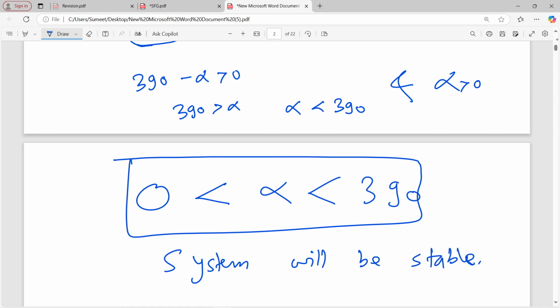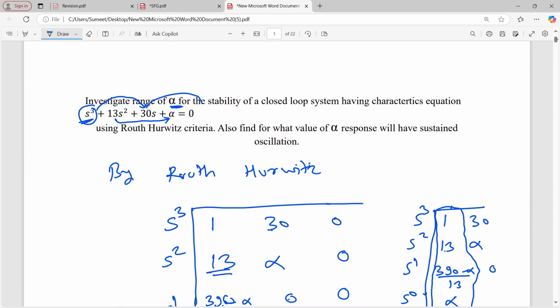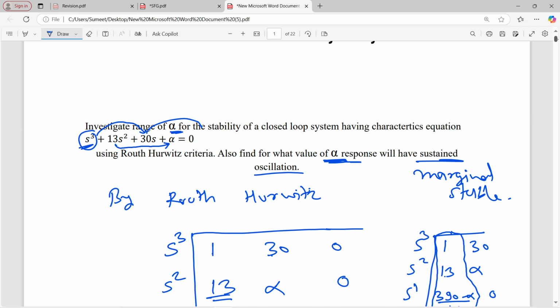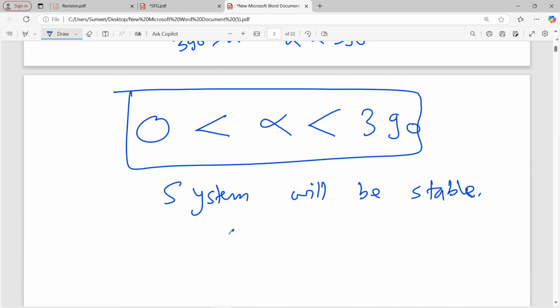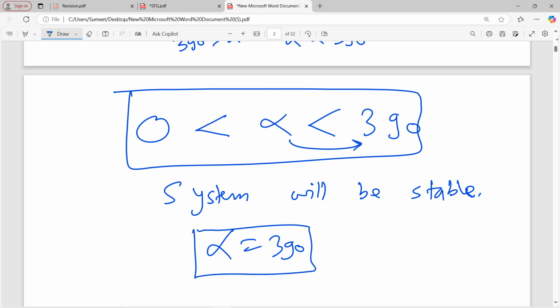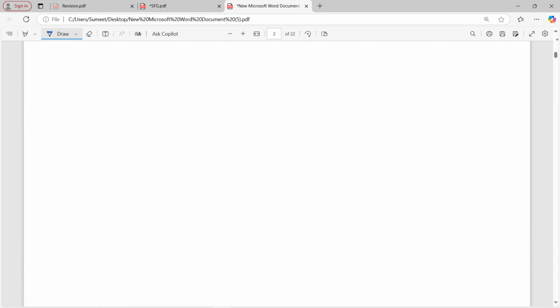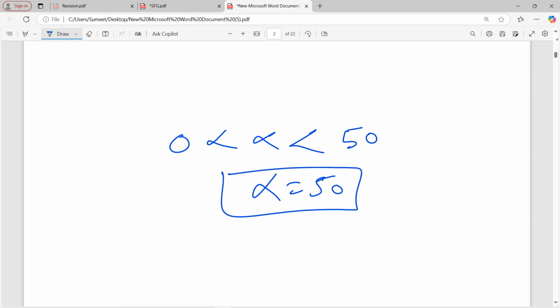Now next, what we have to find out? We have to find out the value of alpha so that the system has sustained oscillation, or it is nothing but marginally stable. Okay, so now you can see that we put alpha equal to 390. Always this is the value you have to see. Even if you get the range in some of the numericals, suppose you get the range 0 less than alpha less than 50, you have to take alpha equal to 50, and then again you can do further analysis.